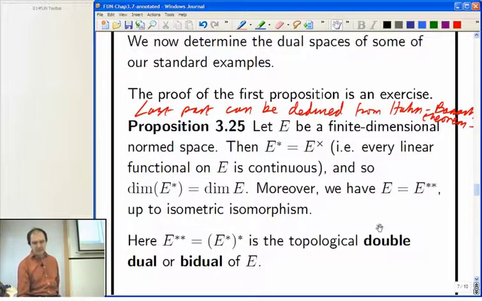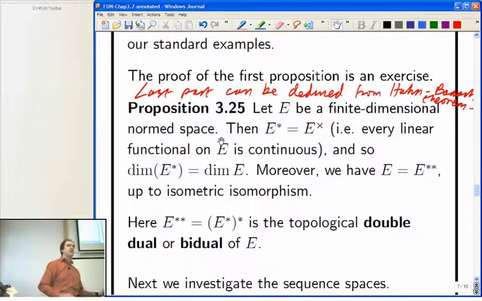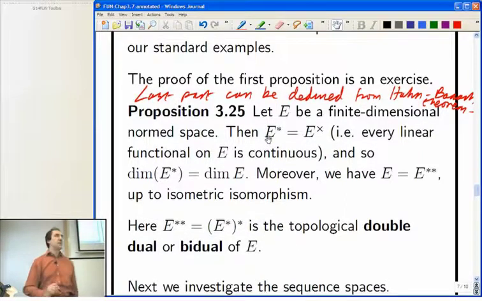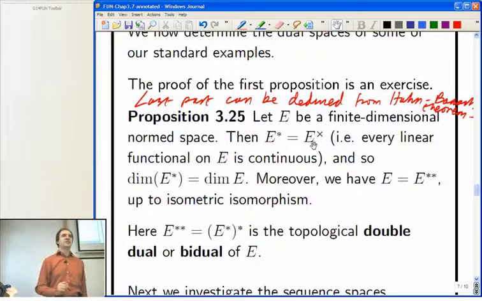So what does this say? This is if you're in a finite dimensional normed space. Well, on a finite dimensional normed space, every linear functional is continuous. So this E star equals E cross. Remember, E star, that's the continuous linear functionals. E cross is the linear functionals.